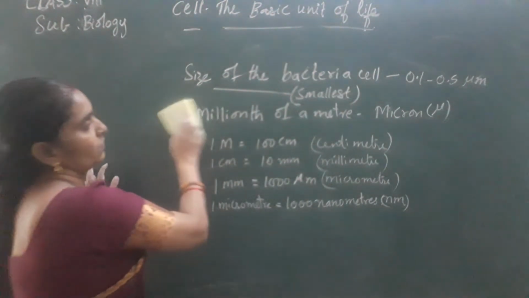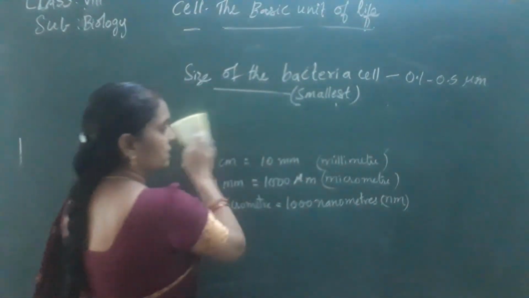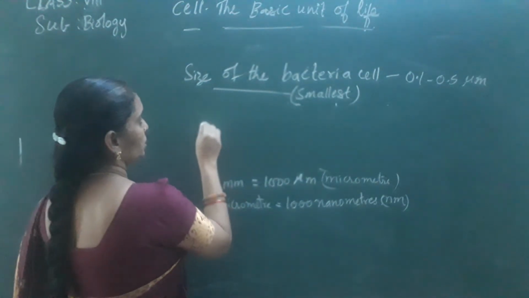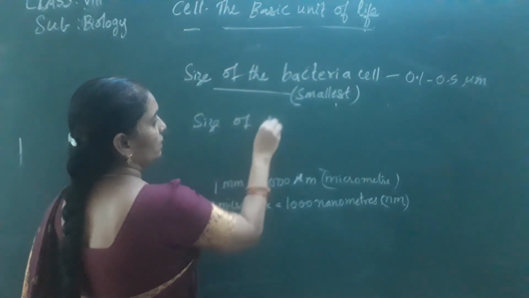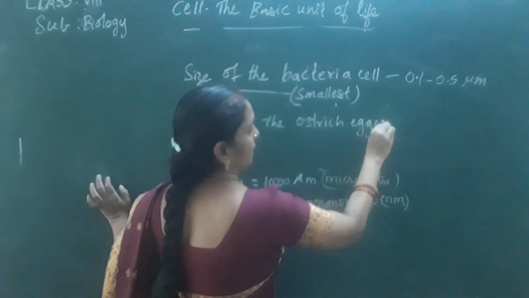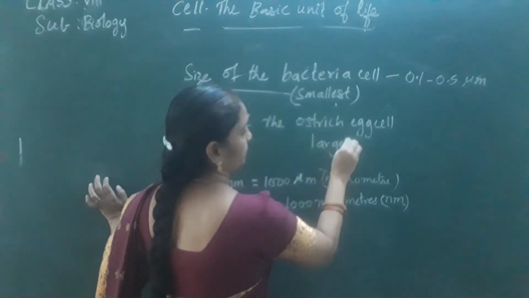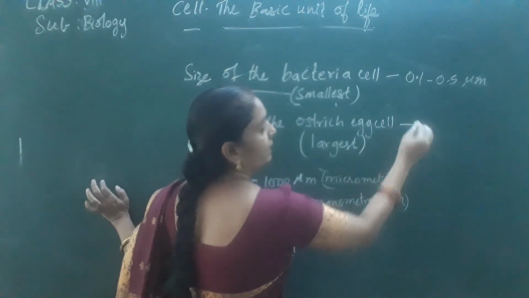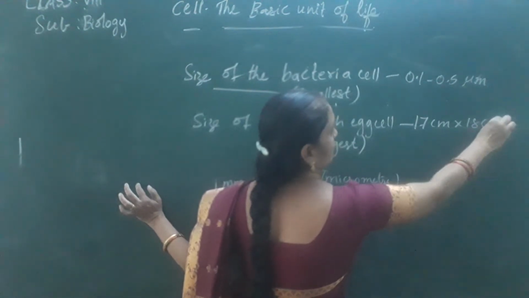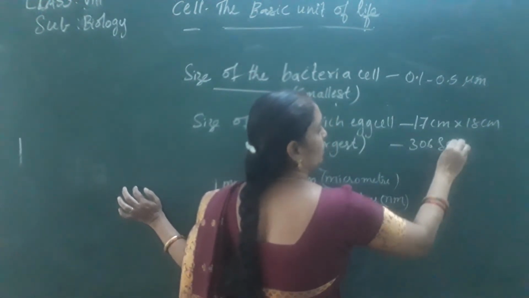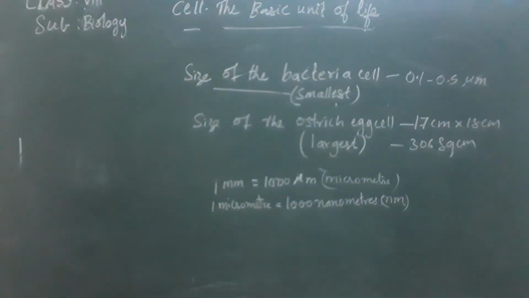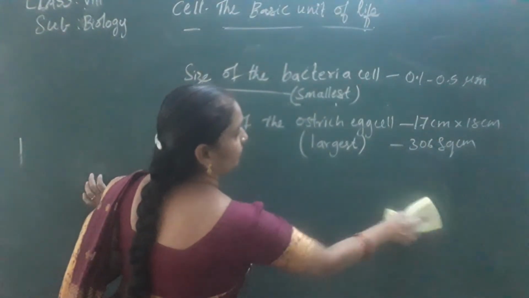And the largest one is the ostrich egg. The size of the ostrich egg cell is the largest one. It ranges between 17 centimeters into 18 centimeters, that is approximately 306 square centimeters. Okay, so that's the range of the ostrich egg.